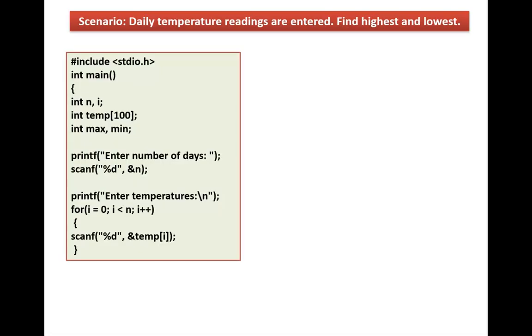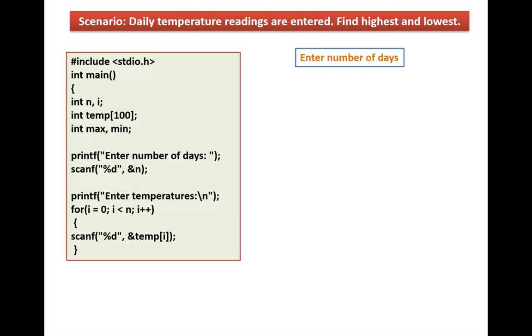The first part of the code reads like this. So there is a main function. You declare all variables inside the main function. You enter the number of days. The number of days is nothing but n here. You use a for loop to enter the temperature.